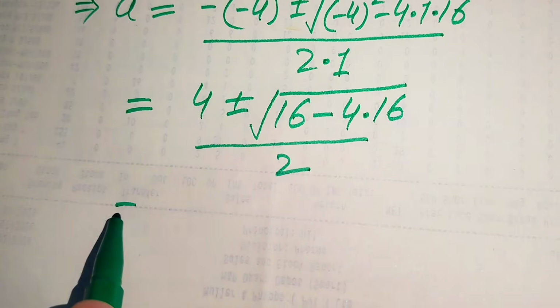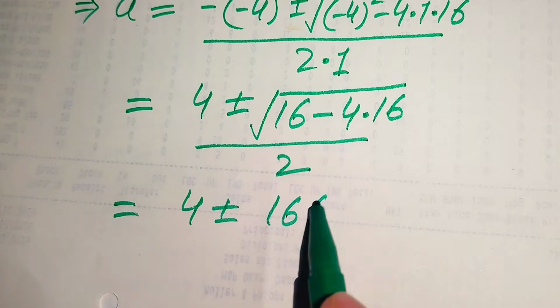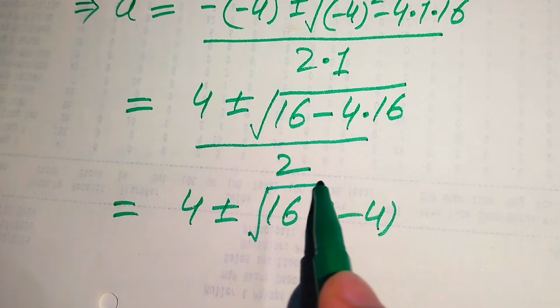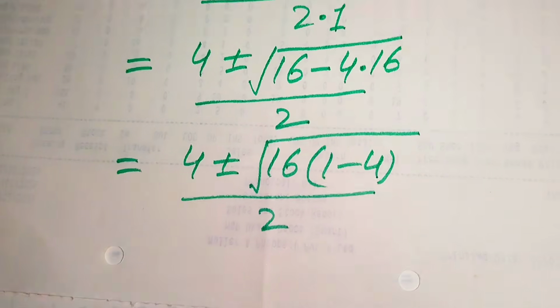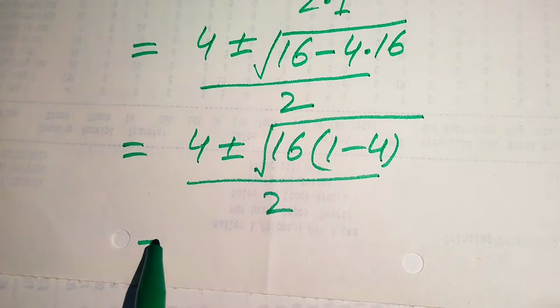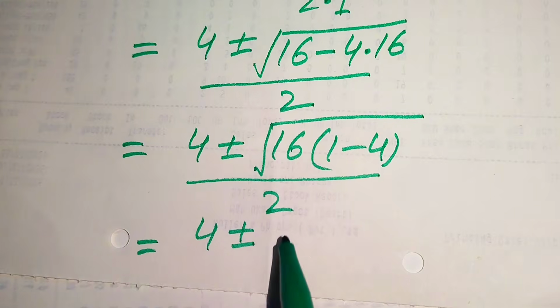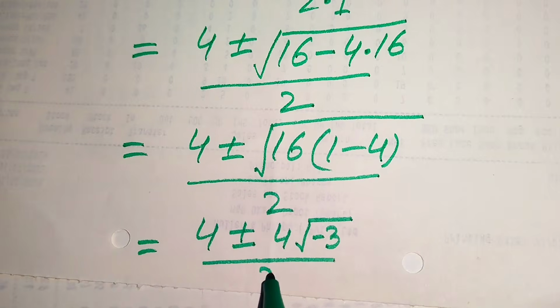So here you see that inside the square root sign we have 16 as the common term, so when we take 16 common we get the remaining values 16 times (1 - 4), and it is divided by 2. And now in the next step we have 4 ±. We know that the square root of 16 becomes 4 times the square root of (1 - 4), which becomes the square root of -3, and it is divided by 2.